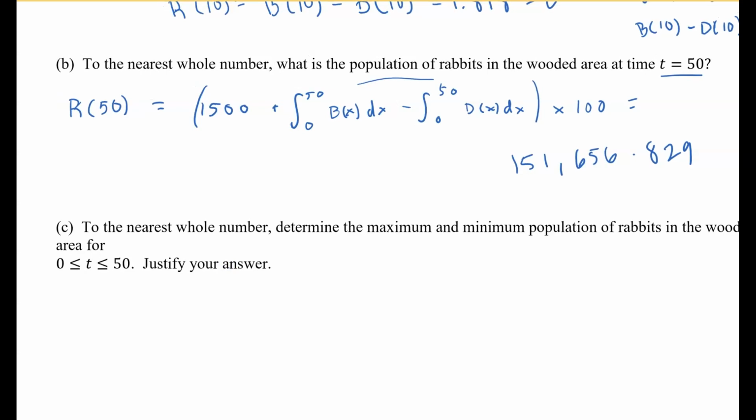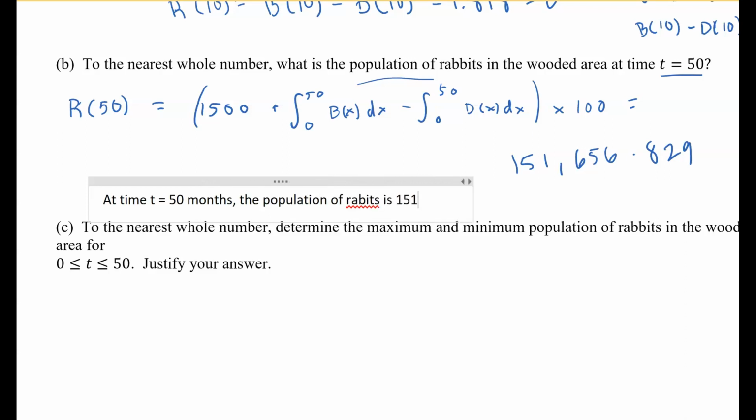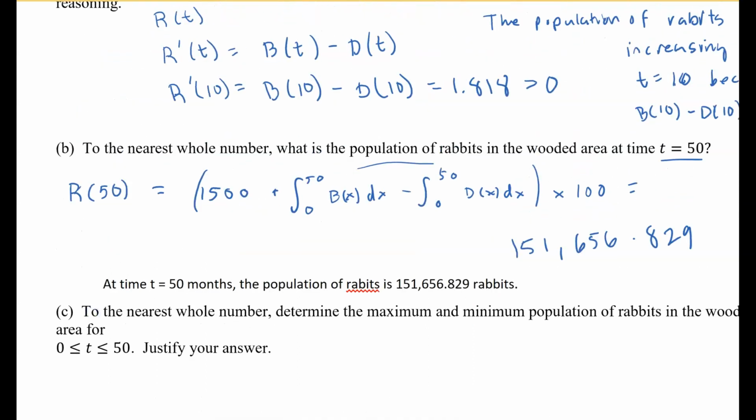And you could write a sentence. At time t equals 50 months, the population of rabbits is 151,656.828 rabbits. There you go. Rabbits. Done. You don't have to though. They don't ask for a sentence in context. So right here, that would suffice.